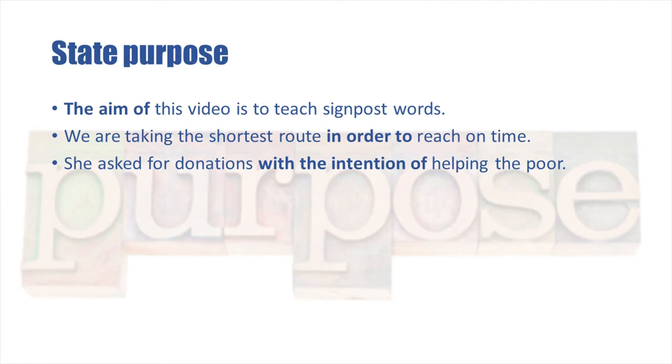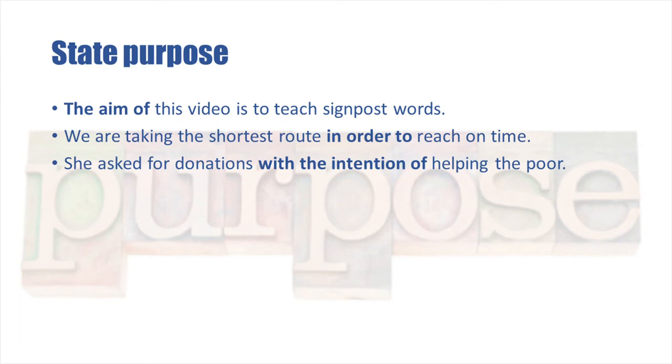Next one, we are taking the shortest route in order to reach on time. So in order mentions the purpose of why you are taking the shortest route. The purpose is to reach on time. You don't want to have any delays. You want to avoid delays. So you are taking the shortest route. So you're telling the people that in order to reach on time, we are taking the shortest route. So that's made very clear, and no questions will be asked further.